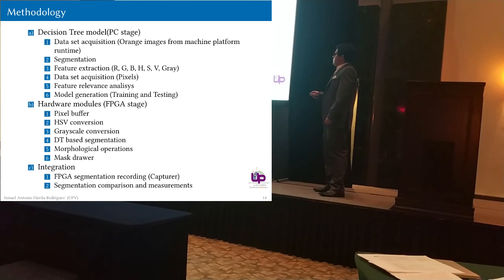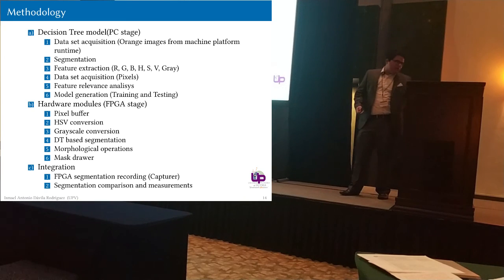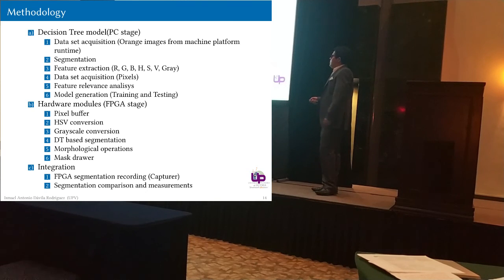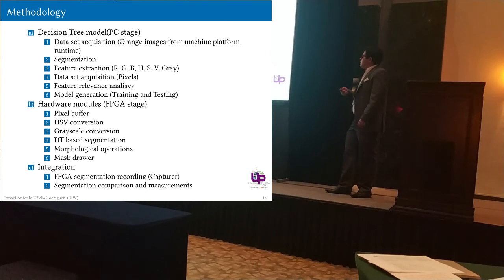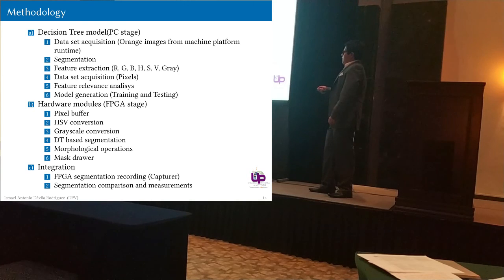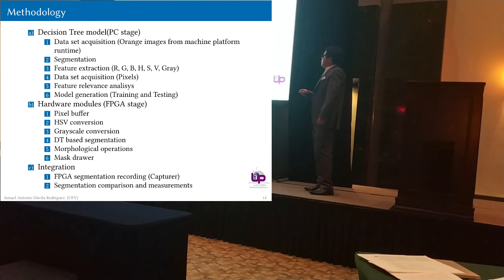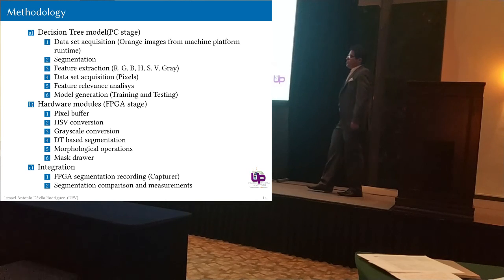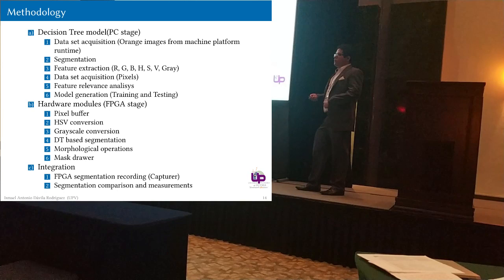These are the modules that are part of the system. First of all, there is a pixel buffer that only handles the data, all the pixels that are coming from the camera. Also, the HSB and grayscale conversions. Then the decision tree segmentation module. Then some morphological operations to get better results at the output, and then draw the segmentation for the input image.